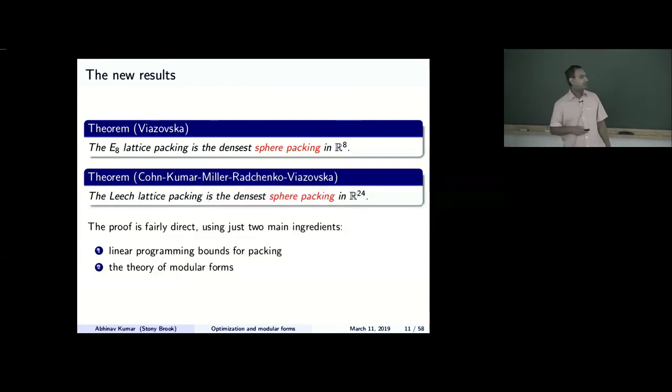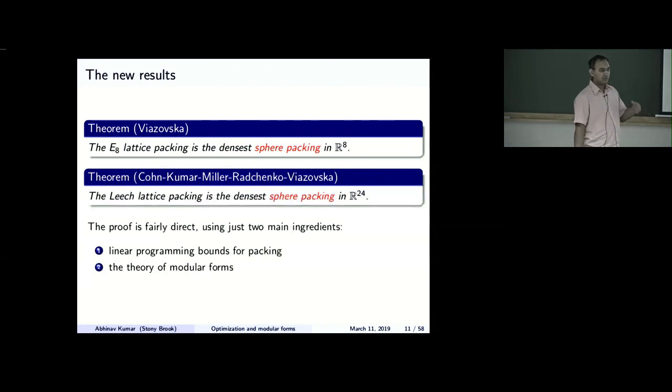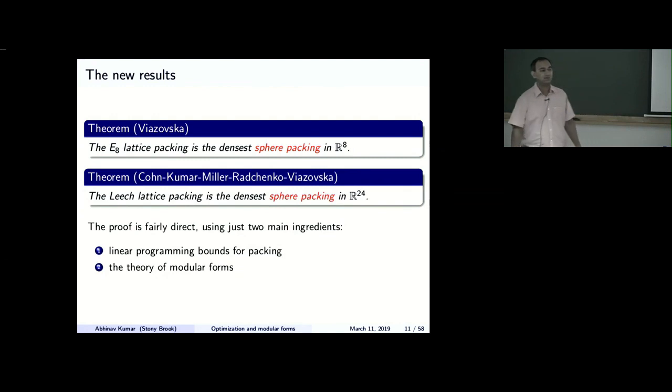Other questions? Within these dimensions which are known, like 8 and 24, is it expected that the other lattice packings are local extrema? Oh yeah, I mean, there are many packings you can write down and you can show that they're local. So there is a criterion. But the other lattice packings? Well, no. Oh, you mean are lattice packings in general local extrema amongst the space? No, that's not true.